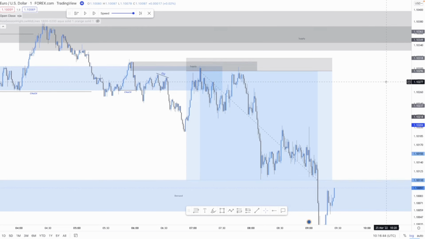Now, I don't always use just a 15-minute change of character and a 1 minute change of character. I actually have a full order flow trading plan that I will go from the daily down to the 4-hour, down to the 15-minute, and then into the 1 minute, okay?